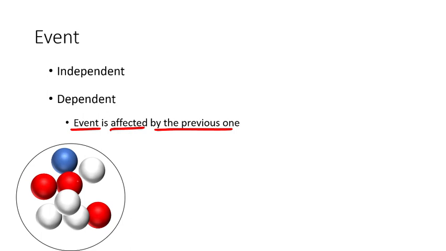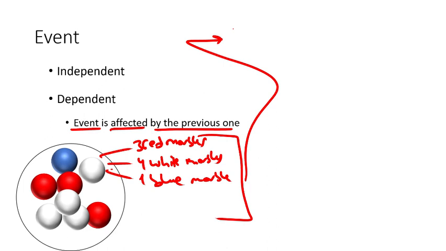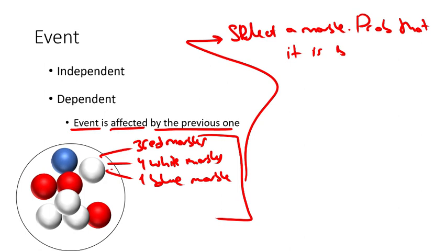As you can see, I have 3 red marbles, and then we have 4 white marbles, and then 1 blue marble. Okay, the question may be something like this one. So select a marble. Okay, the probability that it is a blue marble.